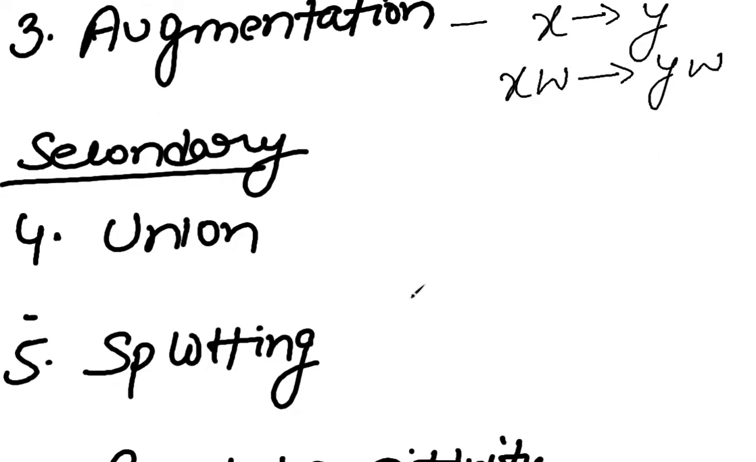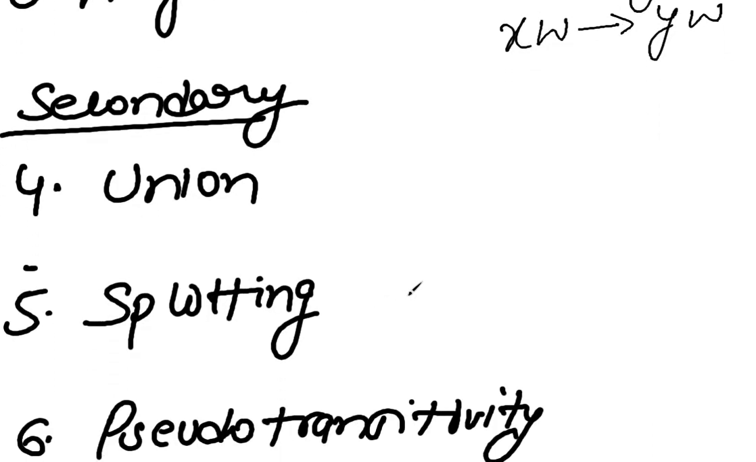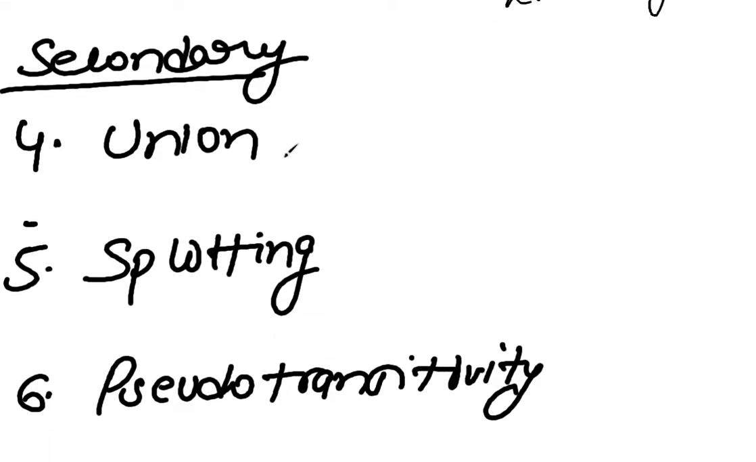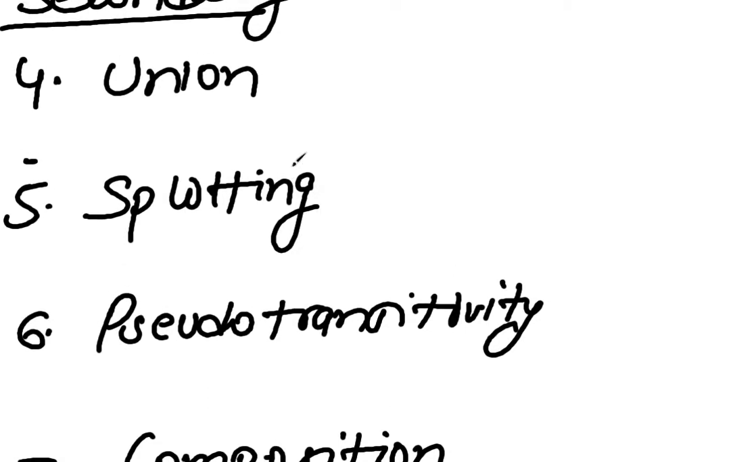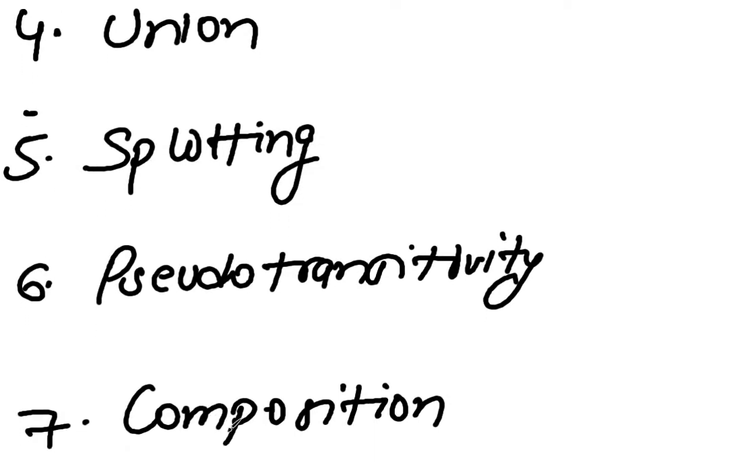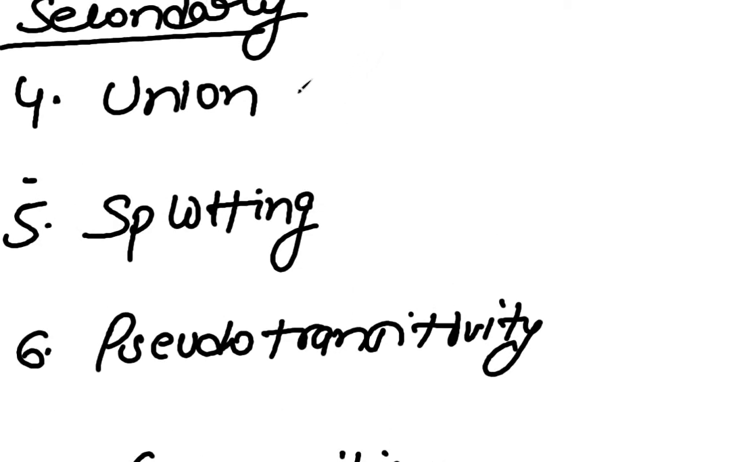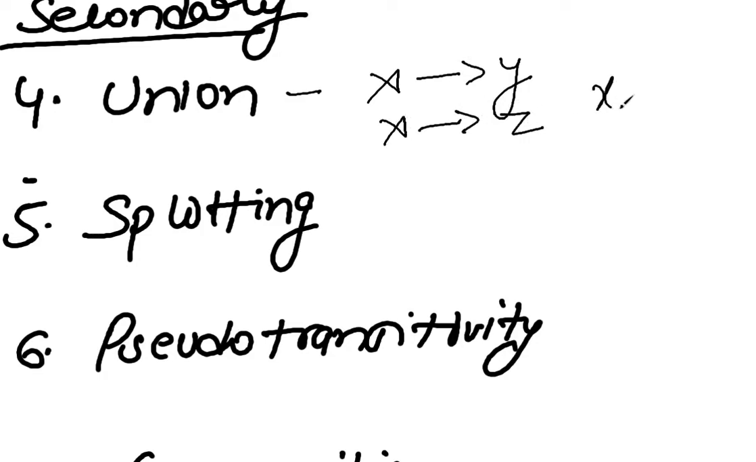And what are secondary axioms? Secondary axioms are derivable from the primary axioms. There are four types of secondary axioms: union, splitting, pseudo transitivity, and composition. So what is union? When x determines y and x determines z, then x determines yz. We can combine the right hand side.